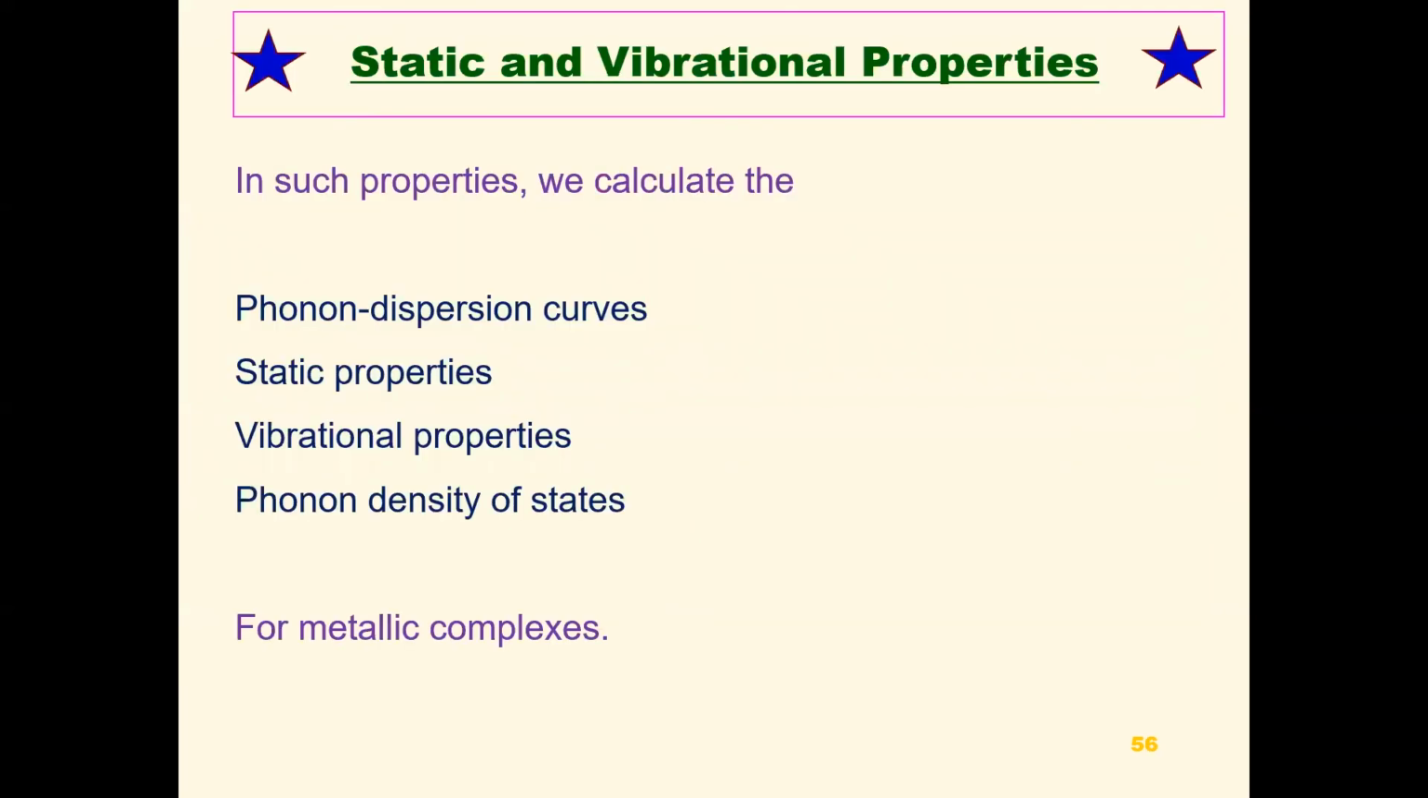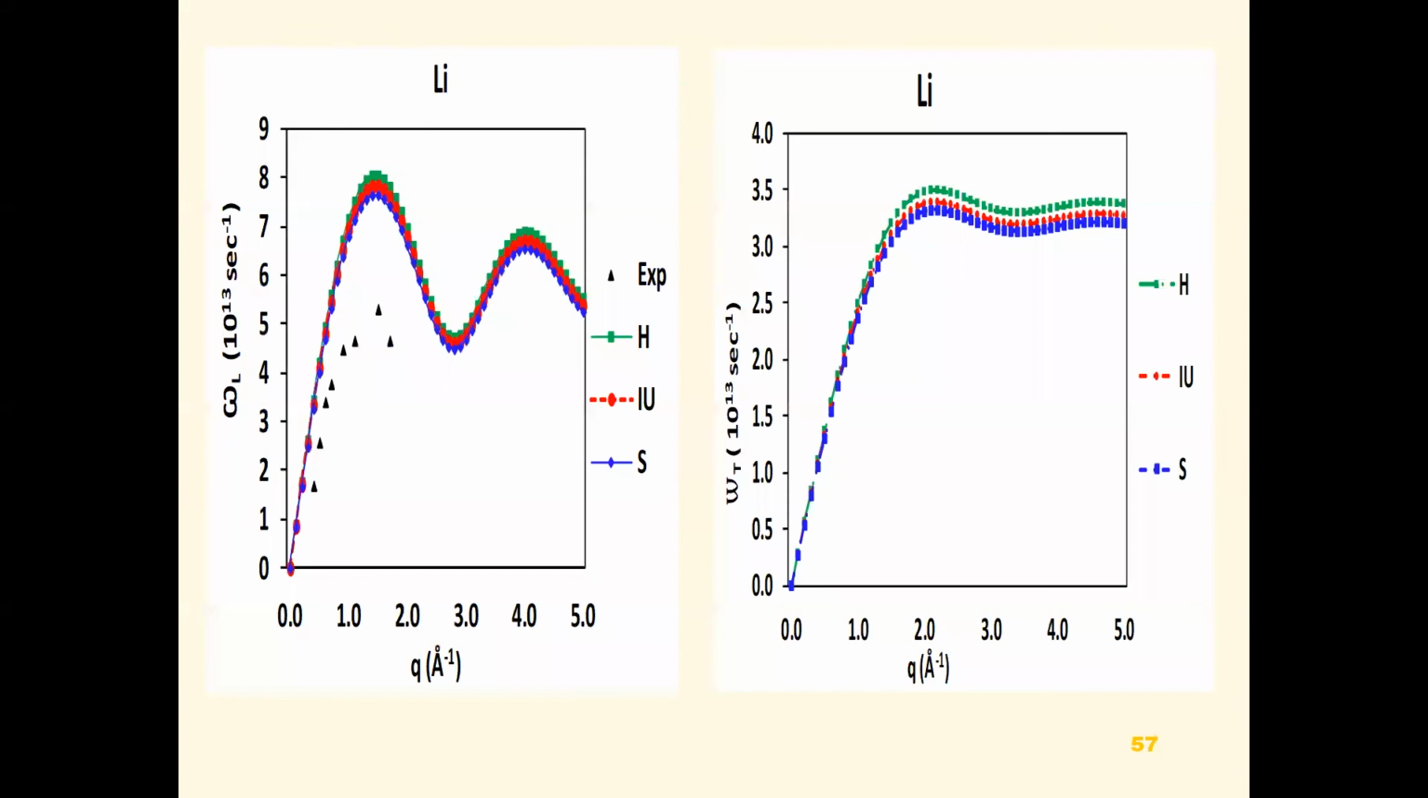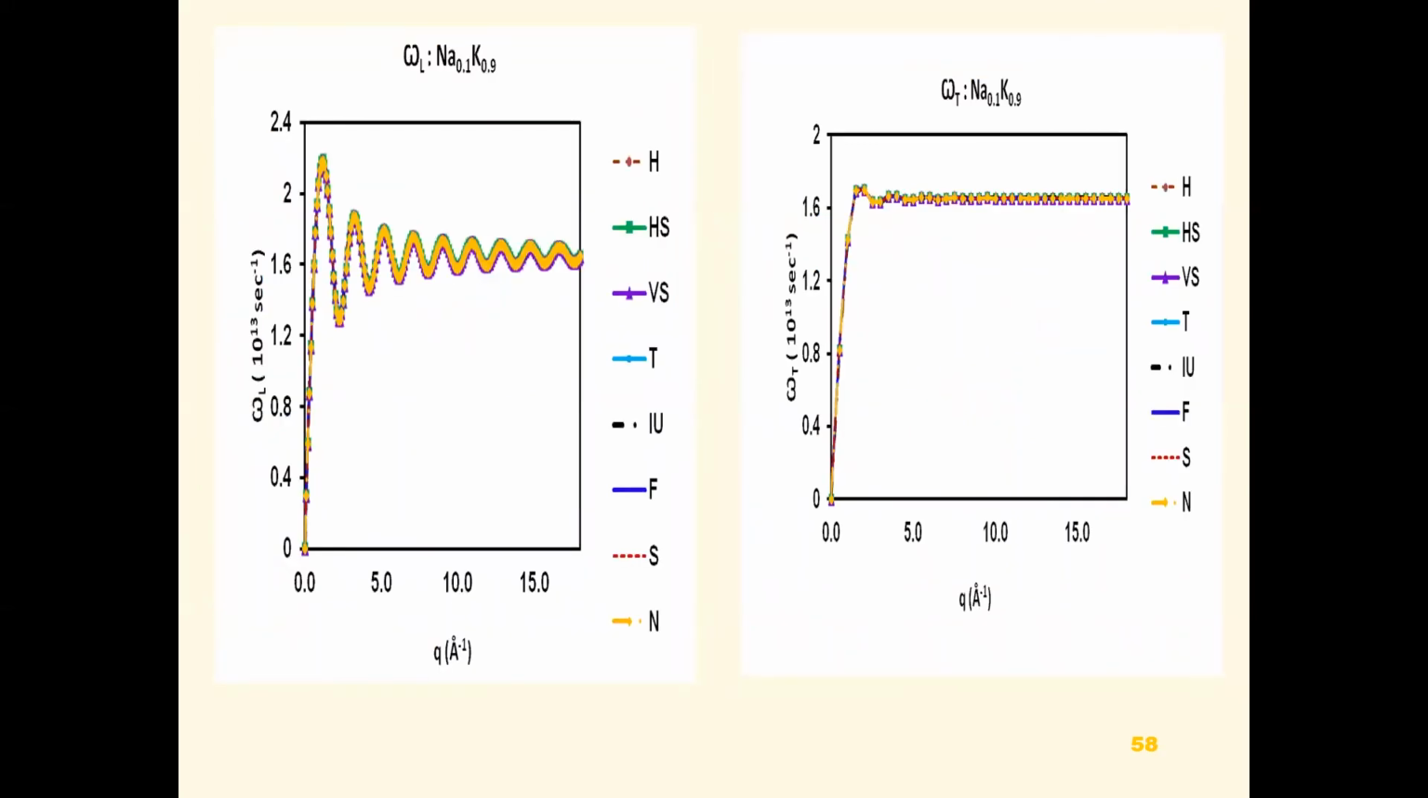Static and vibrational properties. Here we calculate the phonon dispersion curves, static properties, vibrational properties, phonon density of states, etc. This slide gives the phonon dispersion curves of the liquid Li element. Here you can see the two branches, longitudinal and transverse. Again, these are the phonon dispersion curves of the liquid alkali alloys for different proportions or concentrations of the metallic components.